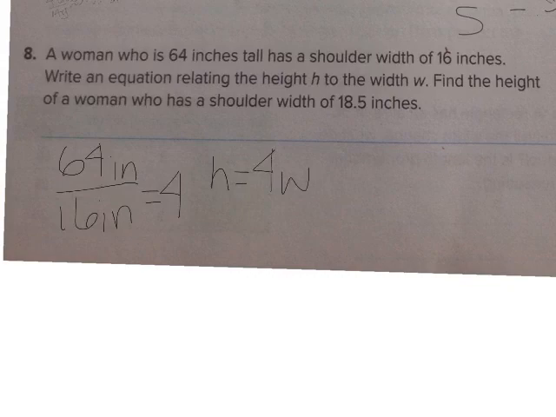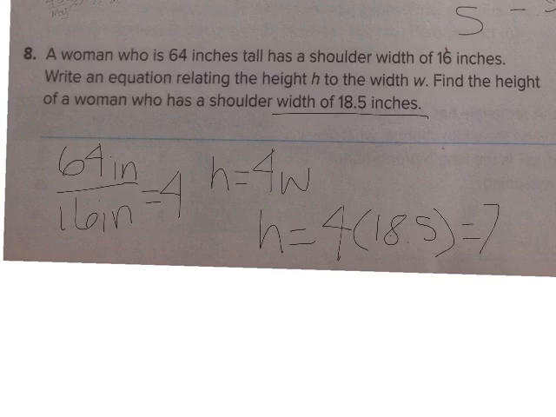So the second part of the question is asking, find the height of a woman who has a shoulder width of 18.5 inches. So if we put that into our equation, height is equal to 4, and then width, we know, is 18.5 inches. So we multiply 18.5 times 4, and then we get that equals 74 inches, and that is your answer.